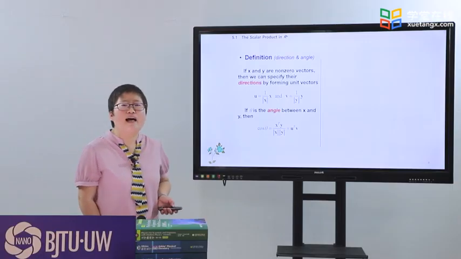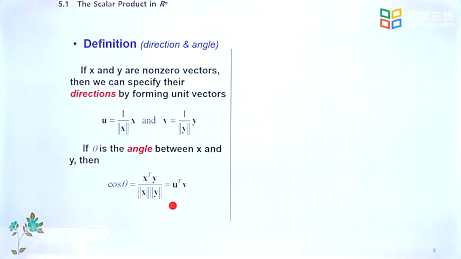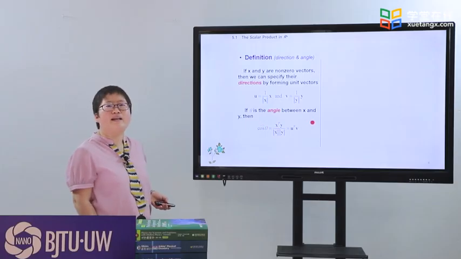If theta is the angle between x and y, then cosine theta equals x transpose y divided by length of x, length of y. So it just equals u transpose v, where u is the direction of x and v is the direction of y. Okay, so you can know the cosine theta equals this number, and you can calculate theta, the angle between x and y. Okay, see an example.